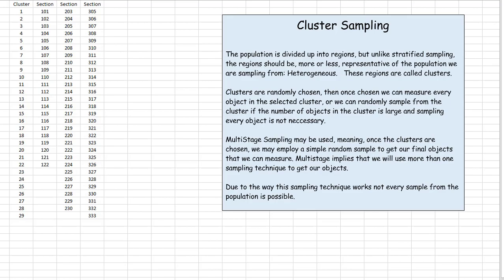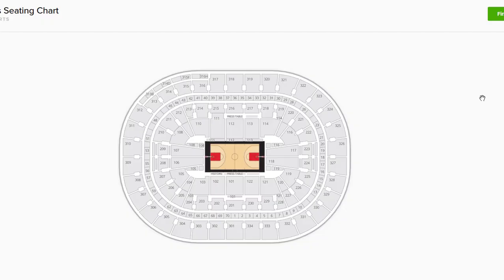So how does this work? Let's find out. So here we go. Here is MODA Center. And we again have mentioned that the sections in the first ring should be very similar. The next set of rings should be very similar, and this last section of rings should be very similar in price.